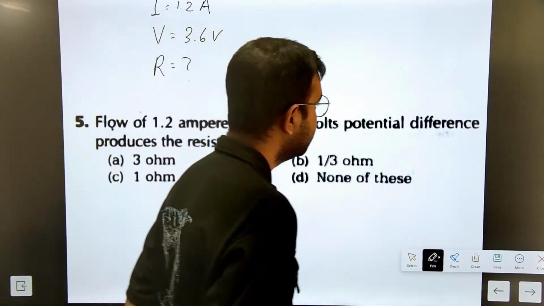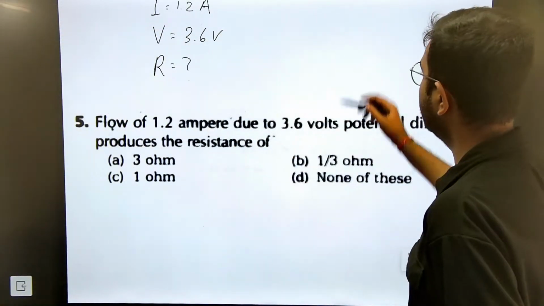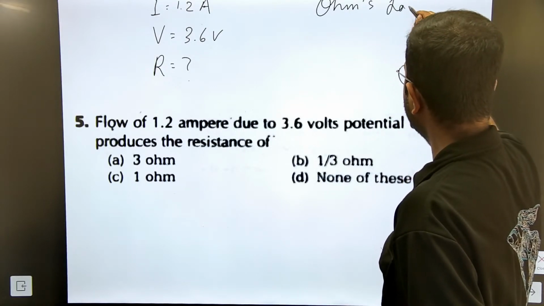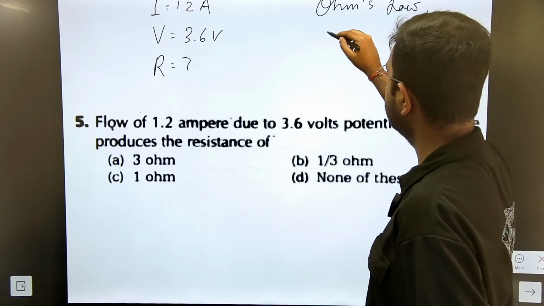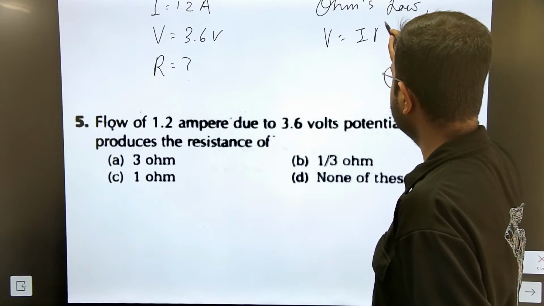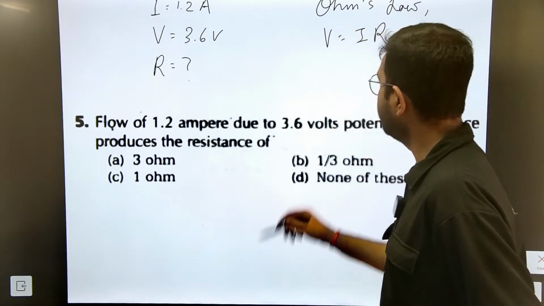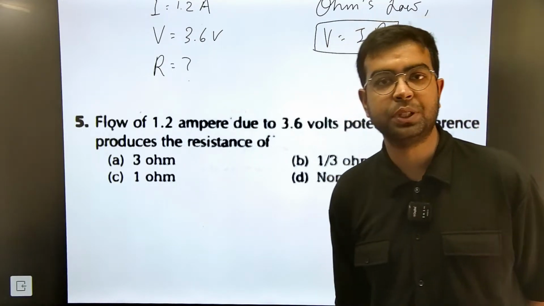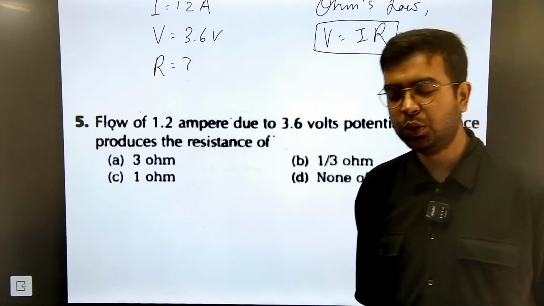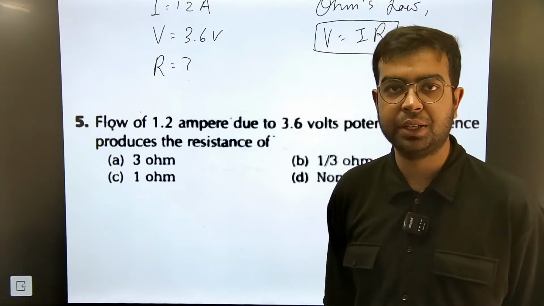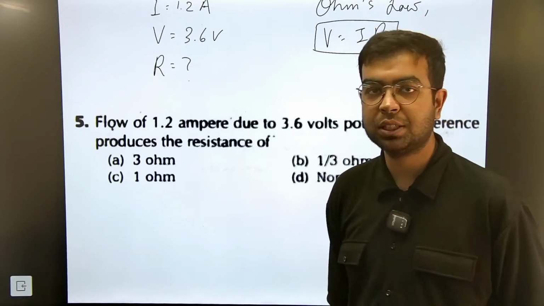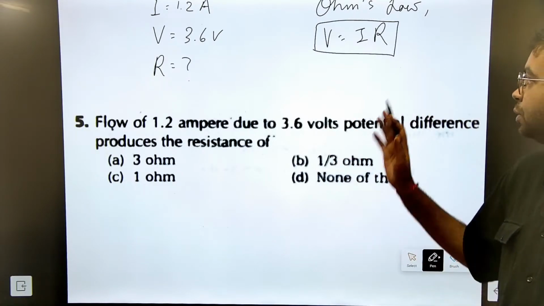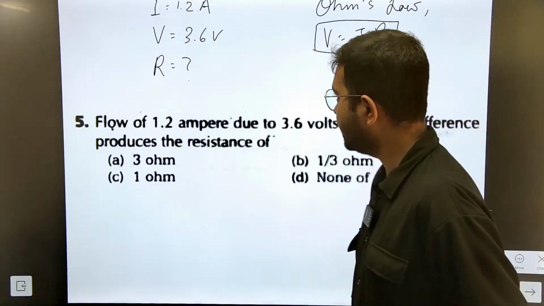Okay? Now, by Ohm's law, we know that V equal to IR. This is the formula. V equal to IR. Please, one thing I am telling everyone before the exams, please be thorough with your formulas. And the only way to be thorough with your formulas is to practice. Please practice the sums. Whatever I am doing, please look at them thoroughly, then go and practice them yourself. Only then you will be able to do it properly and carefully.